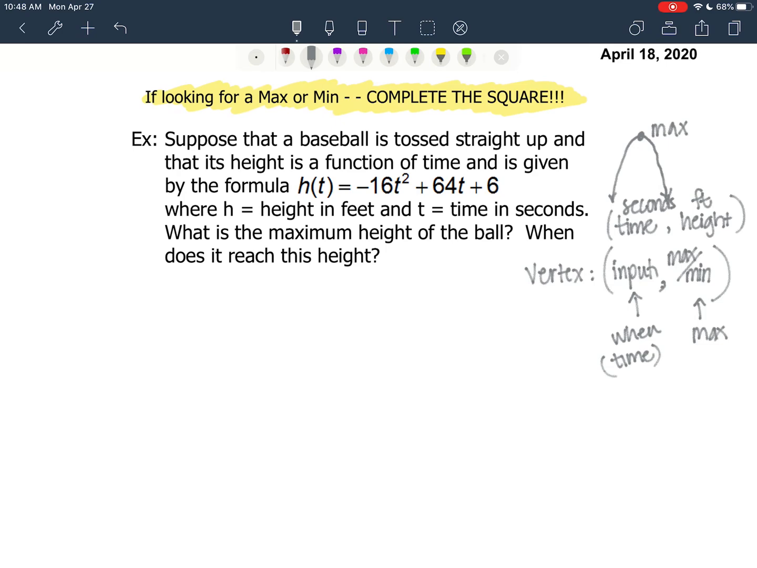So let's get started on completing the square. We've got h of t equals, I'm going to factor out negative 16 from the variable terms. So we want to factor out that leading coefficient. When we factor out negative 16 from negative 16t squared plus 64t, you're dividing it out. So I'm going to be left with t squared minus 64 divided by 16 is 4t. And then I'm going to leave room to complete the square. Then I have plus 6 at the end.